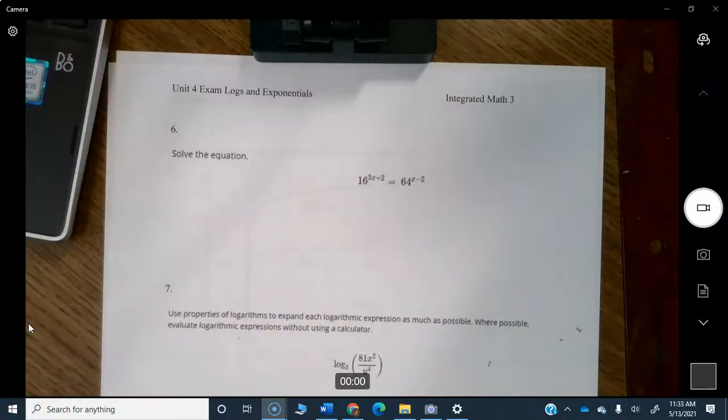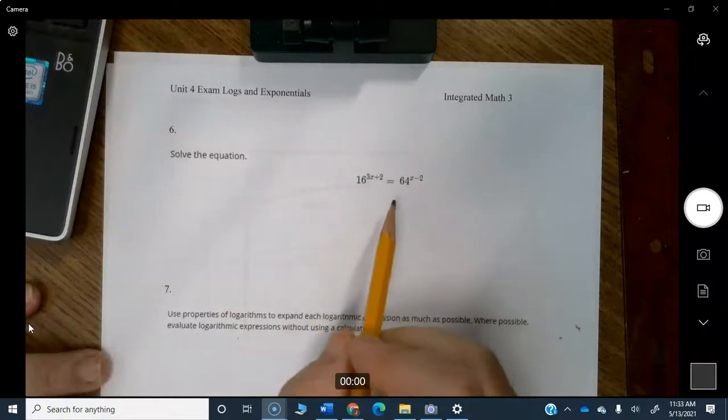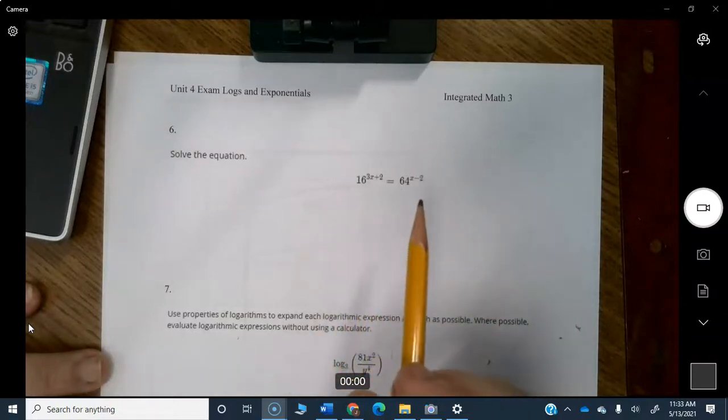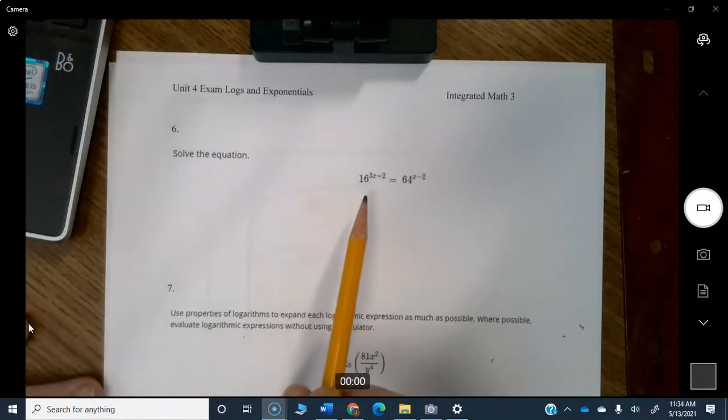All right, number 6. Okay, this is another common base problem. By the way, I did problems 11 and 12 before I did these, okay? So keep in mind they're a little out of order on the video, but you can just adjust for that. And so let's go ahead and do number 6 now.